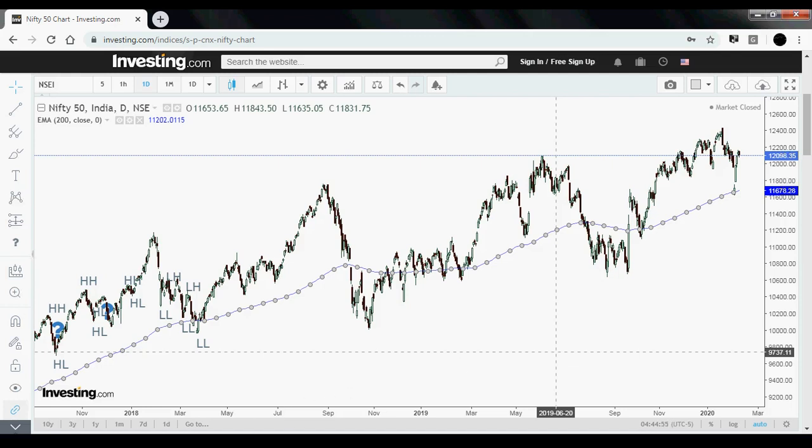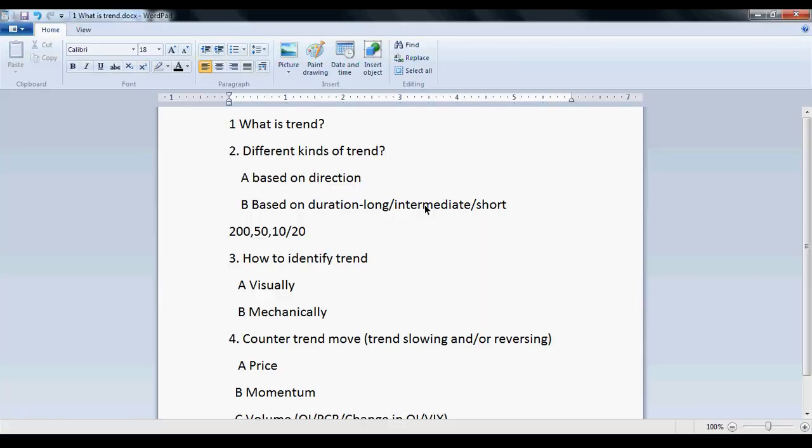Okay, now the intermediate term trend. Intermediate is three weeks to three months. If you look at three months, in one month we have 20 days, so in three months we have 60 days, and there will be some holidays also. A 50 period moving average is a good enough moving average to identify the intermediate term trend.